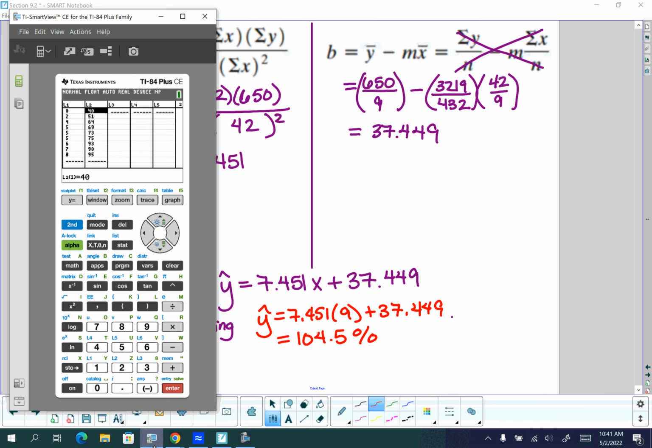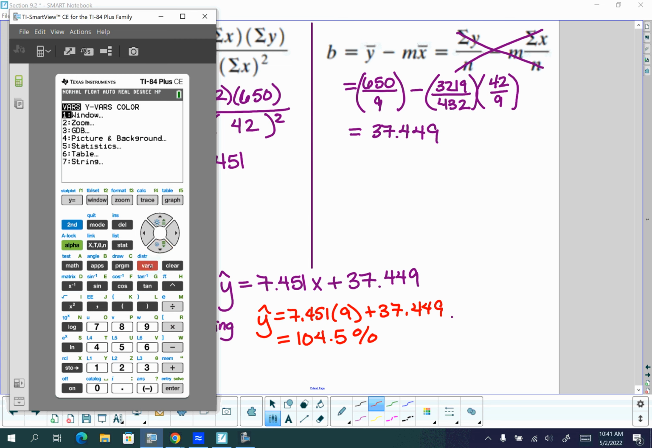All right, do we have our data in there? All right, so we're going to hit stat, over to calc, number four. Okay, and before you do anything else, go down to where it says store regression equation. We are going to tell the calculator to put this equation in Y1 because then it's going to make the scatter plot and the line of best fit all for us at once.